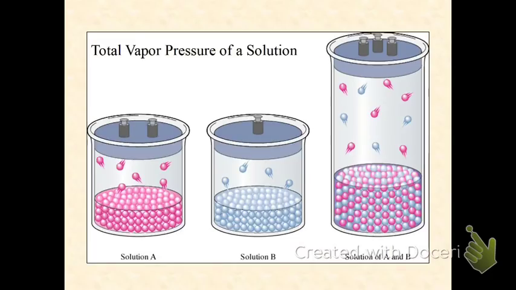So here we have solution A, solution B, and then I mix them together and the vapor pressure increases, meaning it becomes a gas more readily.